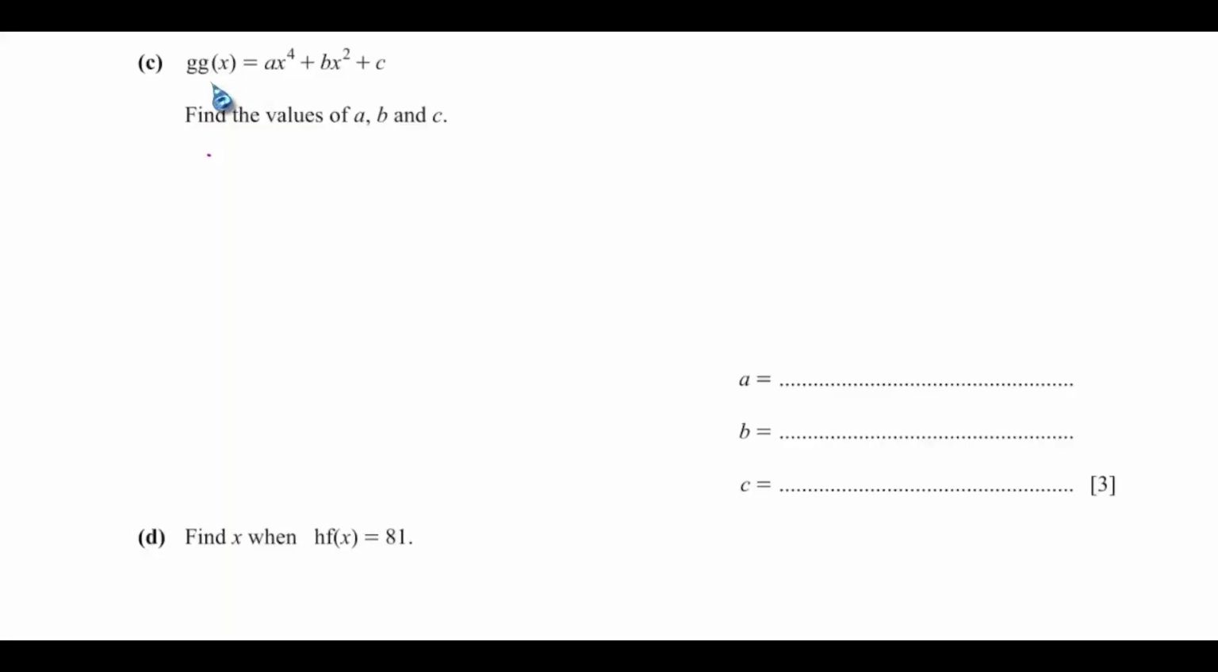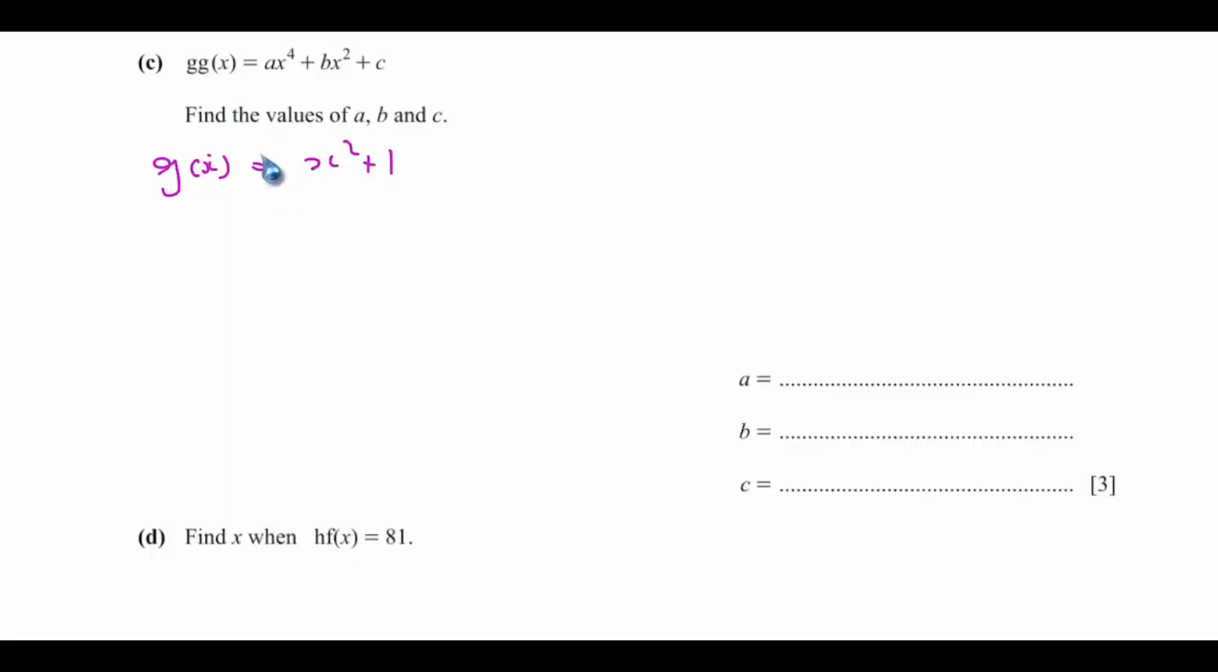Part C, gg of x is giving us ax to the power of 4 plus bx squared plus c. Find the values of a, b, and c. To get gg of x, we have to pass in g of x into g of x. We already are given the value of g of x. g of x is x squared plus 1. So to get gg of x, we pass in x squared plus 1 into g of x.